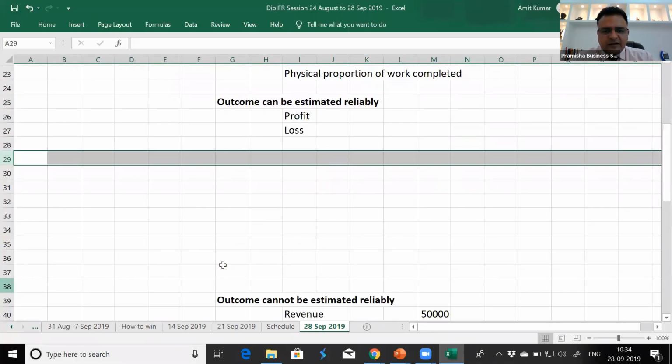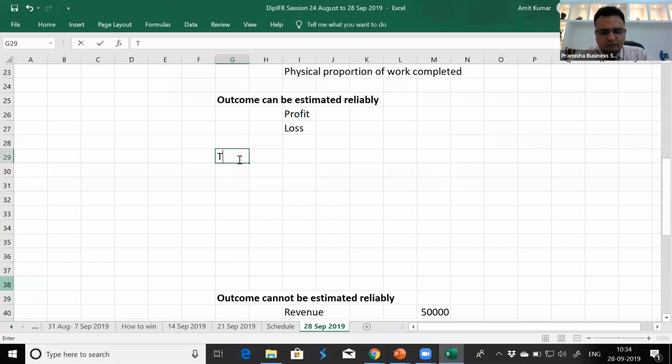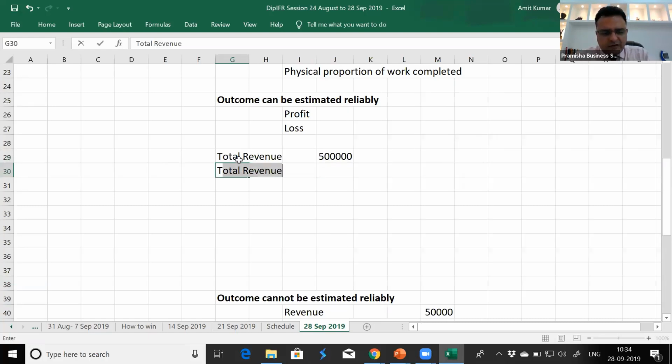Suppose we are expecting total revenue from the project of 500,000, and total expected costs from the project are 400,000. Expected profit, and it was all based on expectations. Expected profit is 100,000.